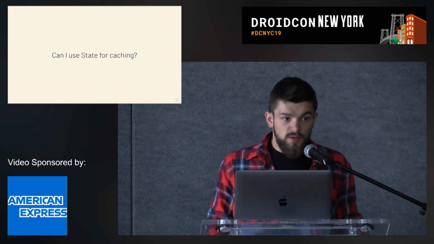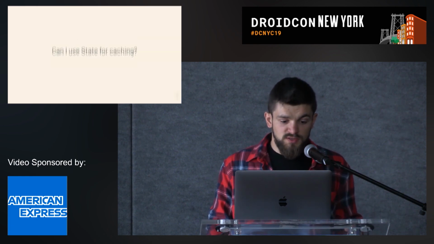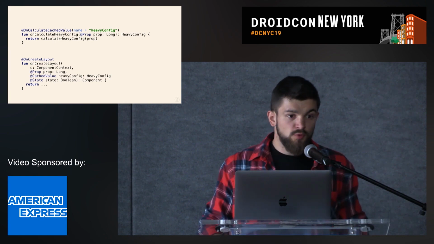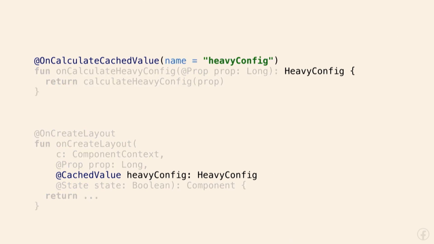We ended up doing a special API for that because it brings a clear intention of what this is doing. This will definitely depend on some input props and states, and this will be calculated beforehand. So we have this annotation, CalculateCachedValue, that will mark the method responsible for doing the heavy computation, and it should have a parameter with the parameter name for onCreateLayout. So here you can see that heavy config is the same string.